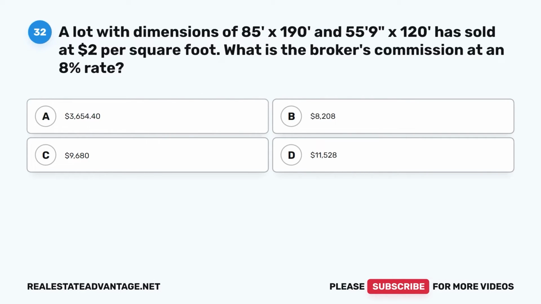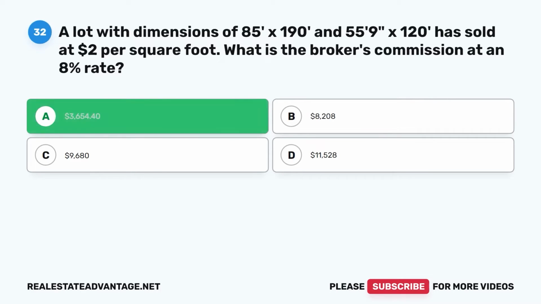Question 32. A lot with dimensions of 85 feet by 190 feet and 55 feet 9 inches by 120 feet has sold at $2 per square foot. What is the broker's commission at an 8% rate? A. $3,654.40. B. $8,208. C. $9,680. D. $11,528. The correct answer is A.